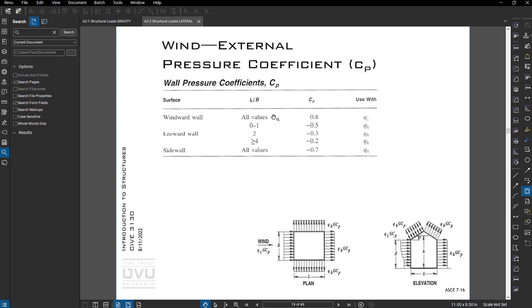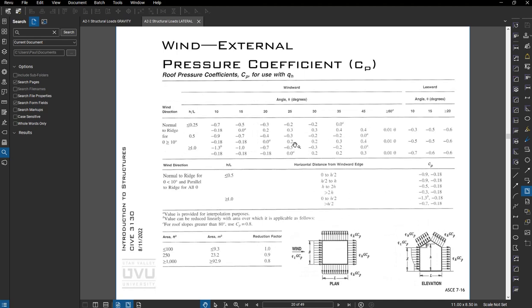So we're going to use this CP factor, which is going to tell us what to multiply our pressure by on a windward wall, leeward wall, and sidewalls. On the back side, it's 0.2 or 0.3. On the front, it's 0.8. On the sides, it's 0.7. You can have something more complicated for sloped roofs.